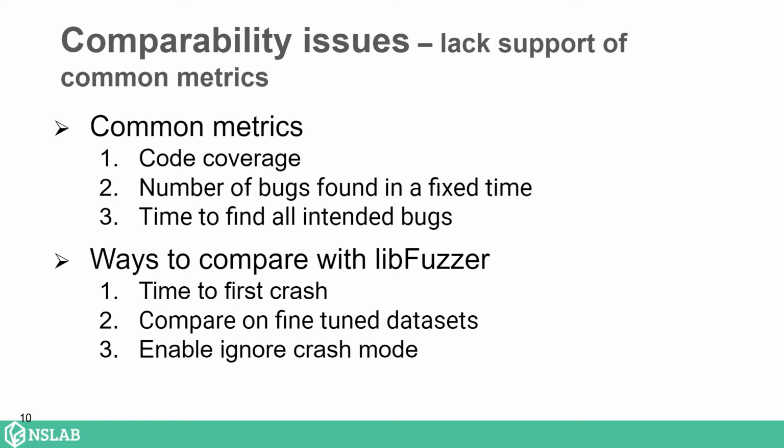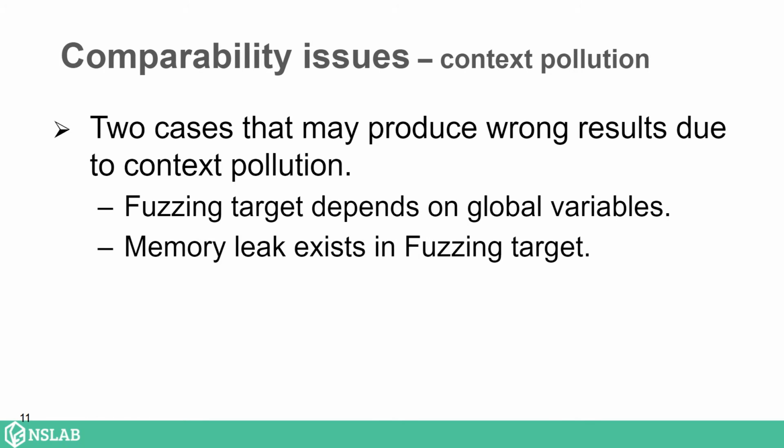The first two options limit the comparison scope, while the third option, ignore crash mode, can only solve the problem partially, as it simply restarts the fuzzer instance whenever a crash occurs. This cannot avoid broken context caused by non-crash bugs, which we will discuss later. Even though ignore crash mode can continue after finding the crash input to the fuzzing target, it may produce wrong results for programs expecting a clean global context.